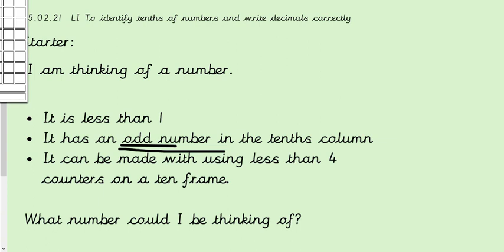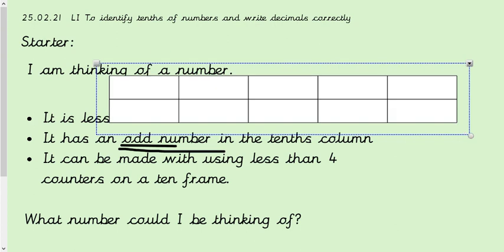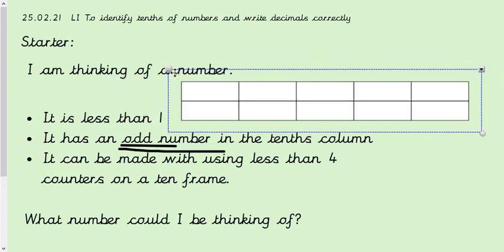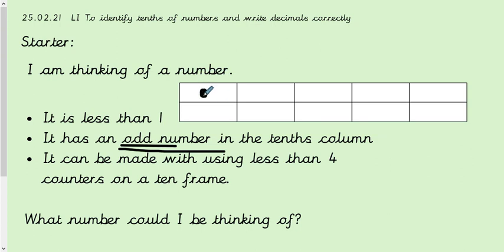So if I draw a 10 frame, there we go, and we were using less than 4 counters, so let me draw a counter. So there's 1, 2, 3. Remember we're using less than 4, so I've just done 3 because I know that's less than 4. So if these counters are representing 0.1 or 1/10, because remember it's less than 1, could it be 0.3? Because if it's 0.1, 0.1, 0.1, and you add them all up, it'll be 0.3.